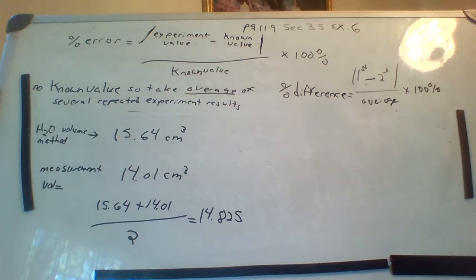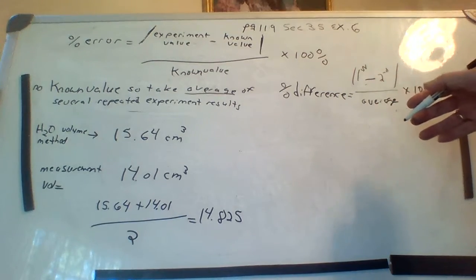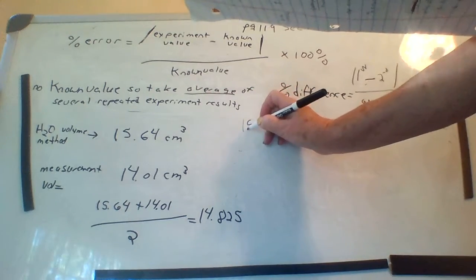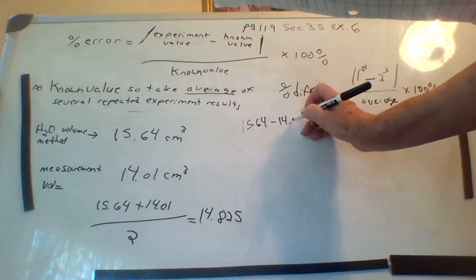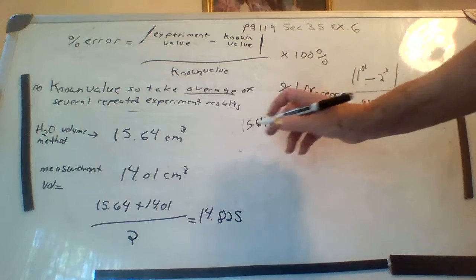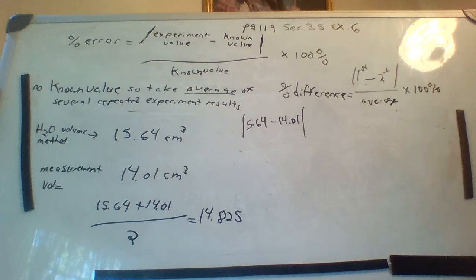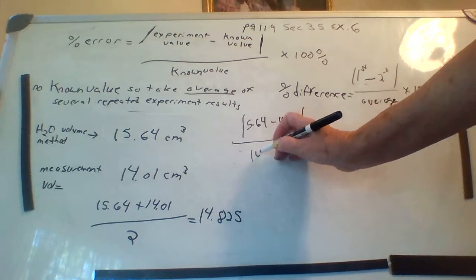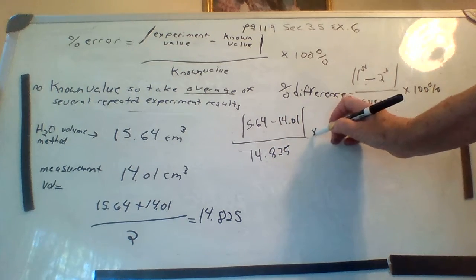So let's just do that. The result of the first experiment, so we're going to get this one here, 15.64 minus 14.01. All right, and we're going to take the absolute value. I'm just plugging in, but this actually is the change. Okay, over the average. This was the average, 14.825. And of course, we're multiplying all that by 100%.